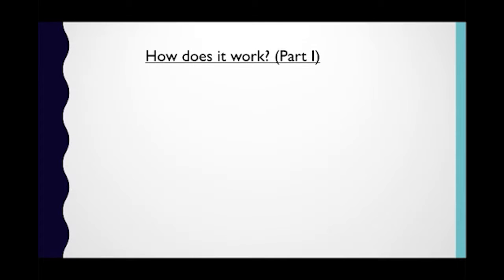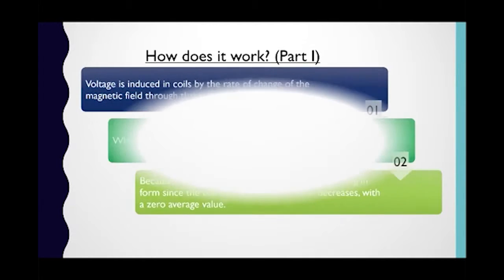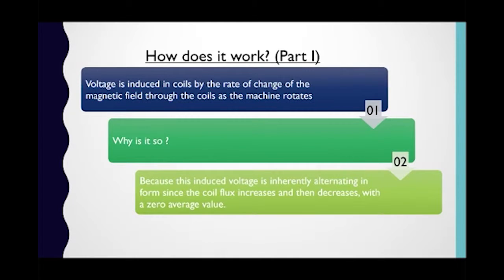Here I created a storyline on how a DC generator works, and this is the first part of my storyline. First of all, voltage is induced in coils by the rate of change of the magnetic field through the coils as the machine rotates. Why is it so? Because this induced voltage is inherently alternating in form, since the coil flux increases and then later decreases again, with a zero average value. Now notice the words zero average value.